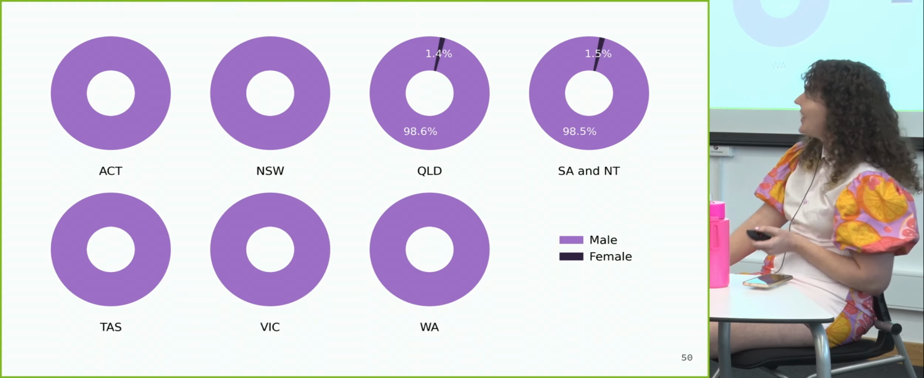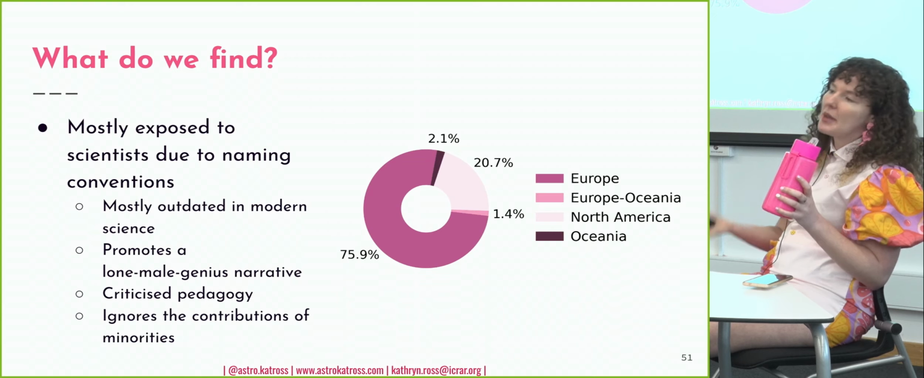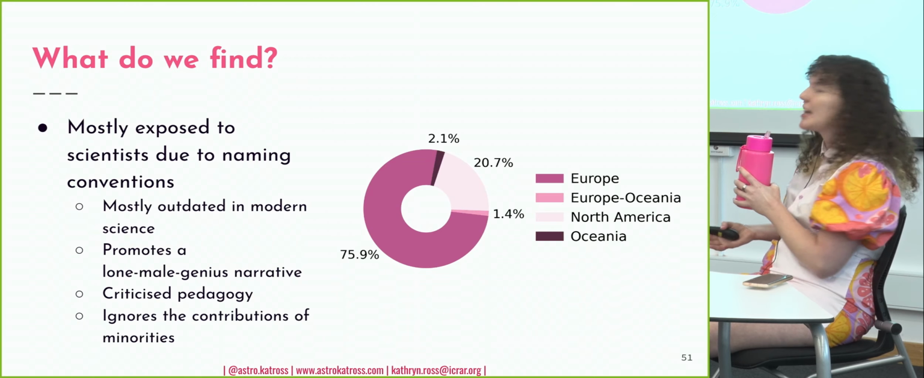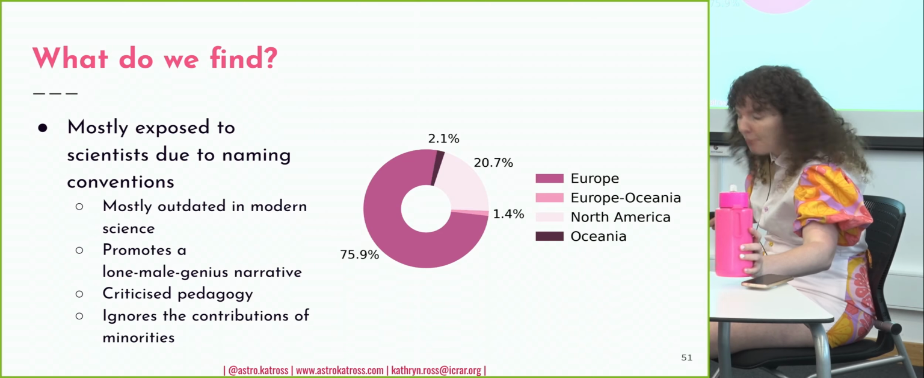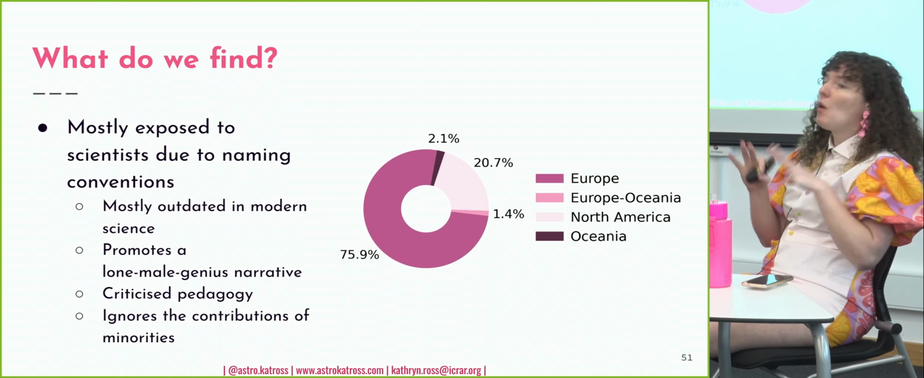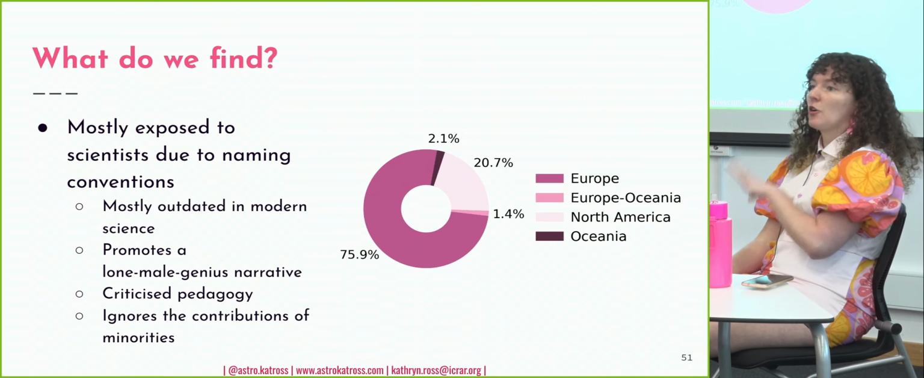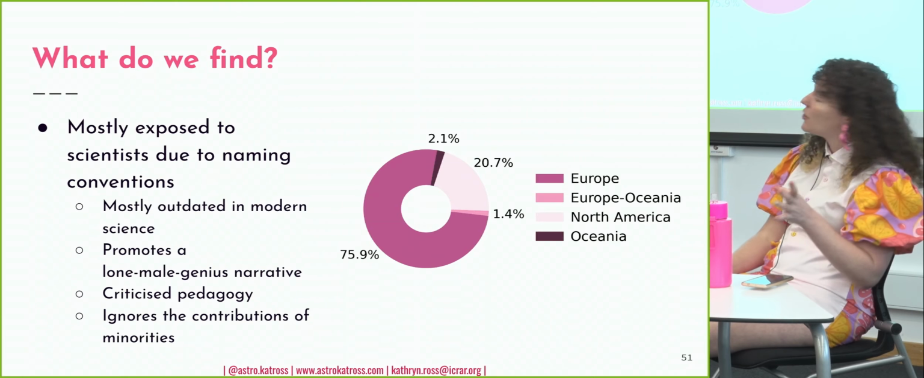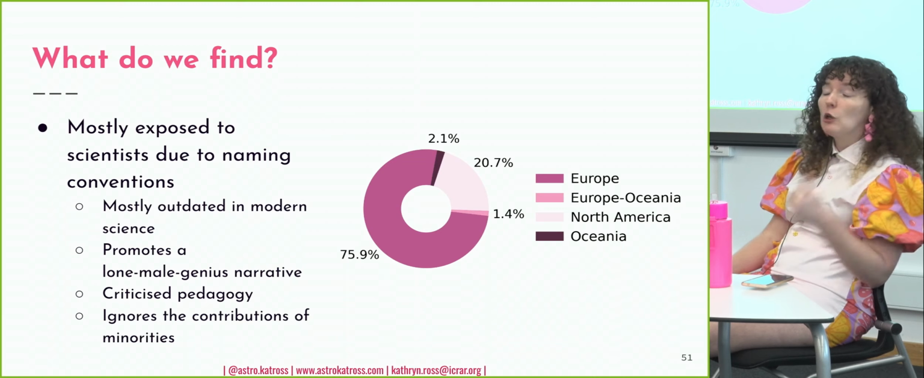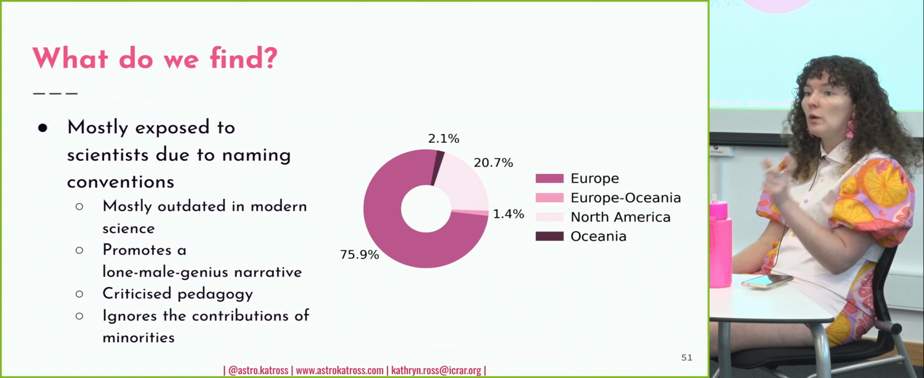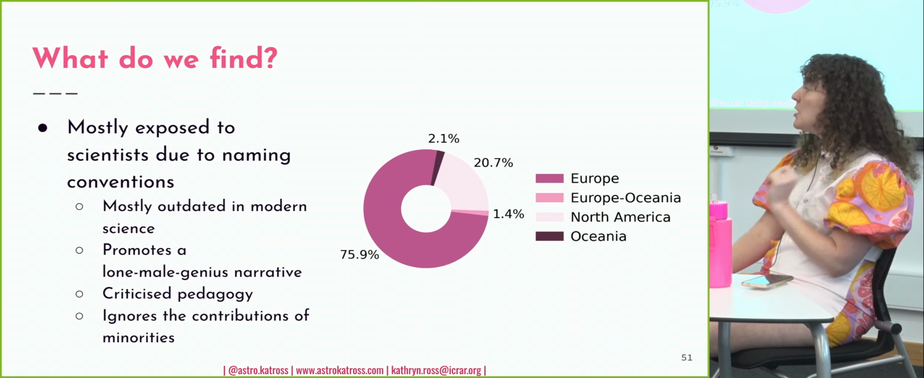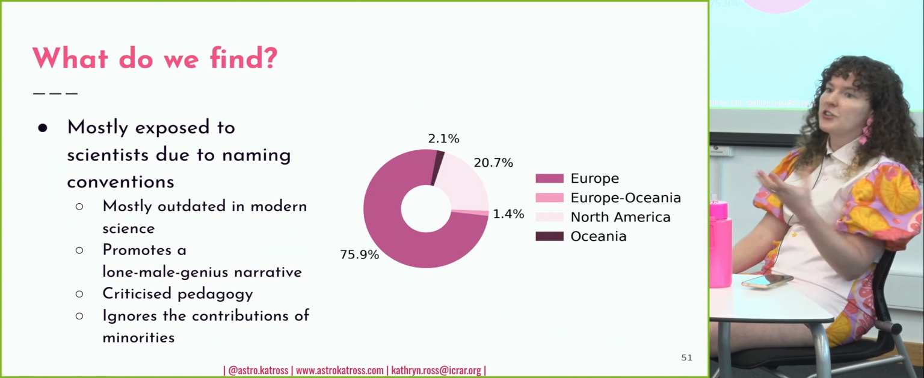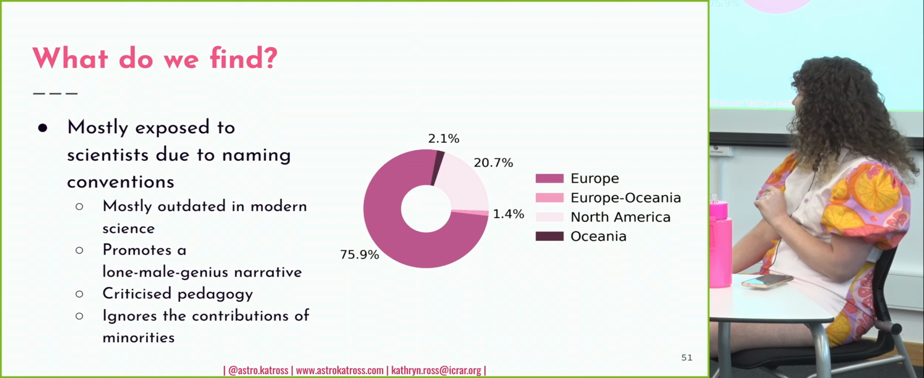All right, let's break it down further. So we find, as I said, mostly we're mentioning scientists because of naming conventions, not necessarily a focus on the scientist. But that is quite outdated science. We're seeing quite old science from hundreds of years ago. We're promoting this lone male genius narrative because it's always this sort of individual person, maybe a pair of people working together, but we're not seeing teams, collaborations. That's not really anywhere to be seen.